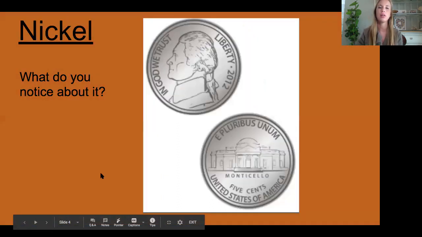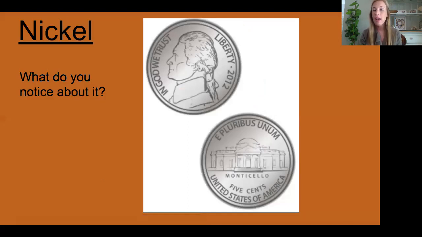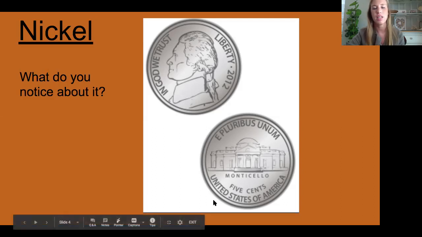All right, the next coin we're going to talk about is the nickel. So take a moment and observe this picture of a nickel. If you have a nickel at home, you can get that out and take a look at it and tell me what you notice. Awesome. I noticed that the nickel has a picture of Thomas Jefferson on the front of it, which is a former president. And then I also noticed that on the back, it's Monticello, which is his home. So I noticed that this coin has Thomas Jefferson on it. It says, "In God We Trust," and "Liberty," and then it has the date of when the coin was created. And then it says on the back, "United States of America."